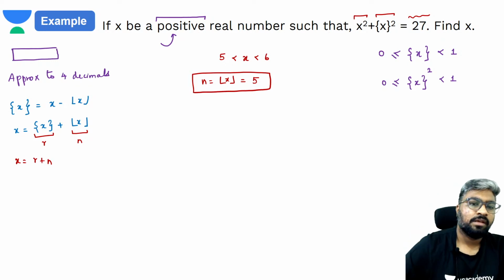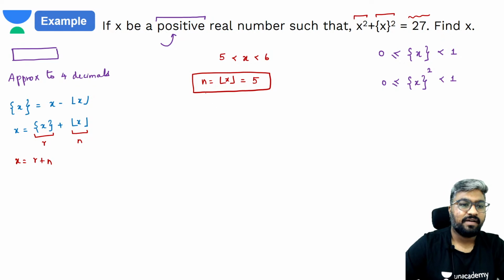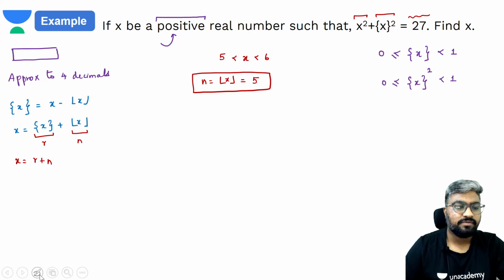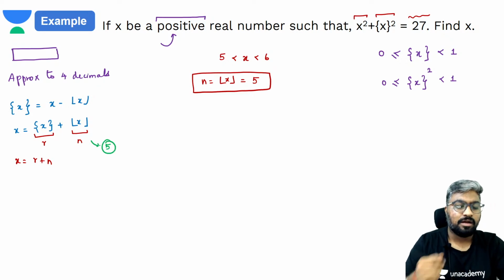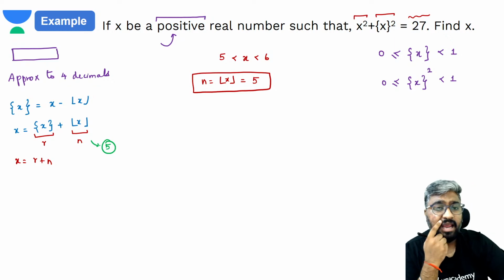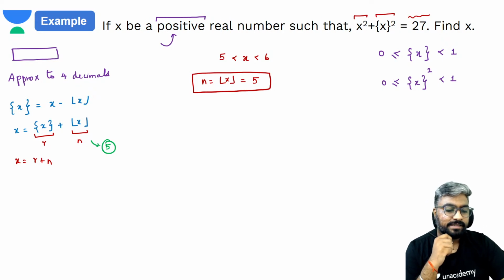Okay, so n's value is fixed. n will be what? 5. Yes, the value of n is 5, it is fixed. Now our aim is to find out what would be the fractional part of x. Yes, we have to find out what? Fractional part of x.